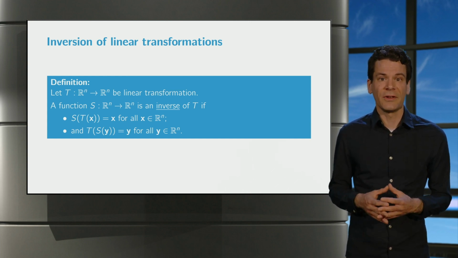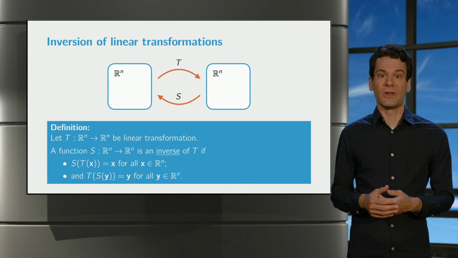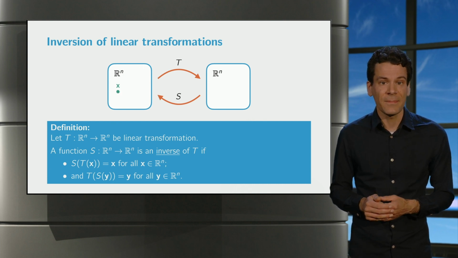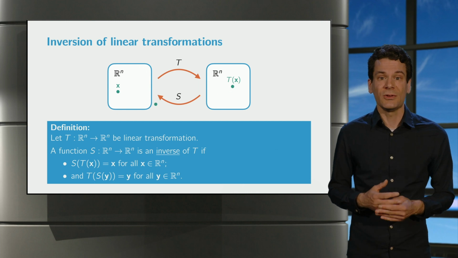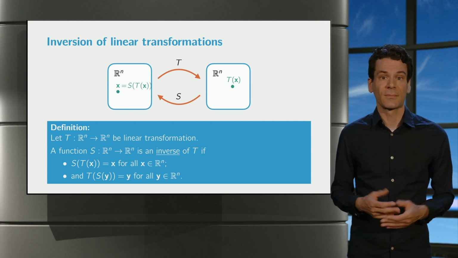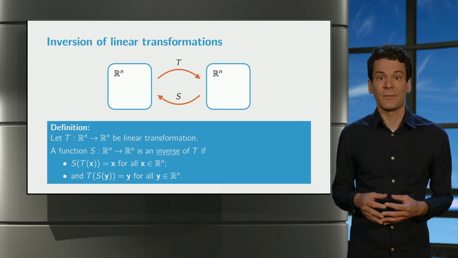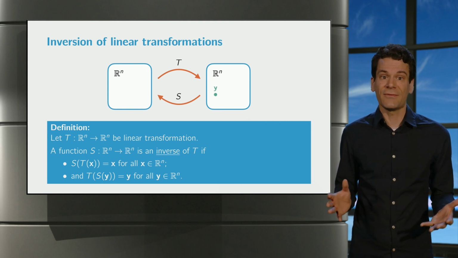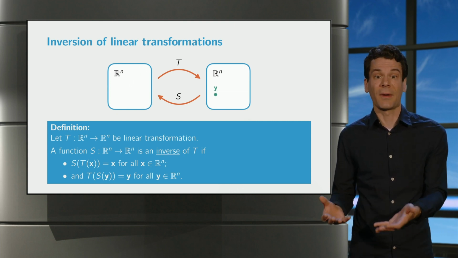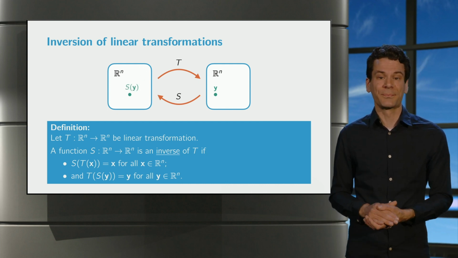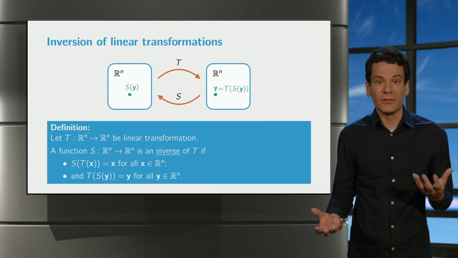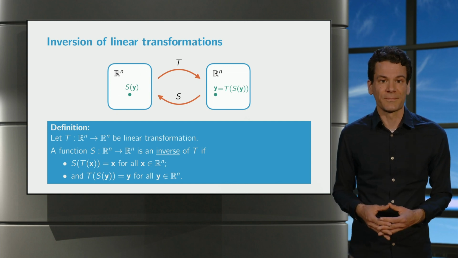The first requirement means that if you start with any vector x in Rn, apply t and then apply s, then you get the same vector back. Similarly, the second requirement means that if you start with any vector y in Rn, apply s and then apply t, you get the same vector y back. So s and t undo each other's actions on vectors.